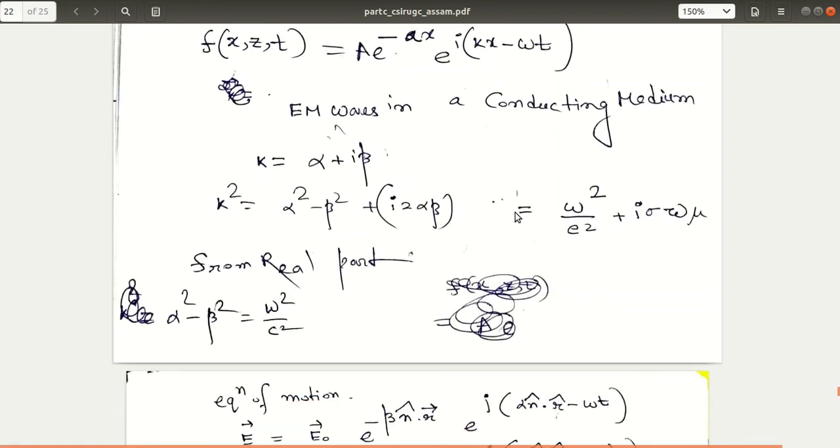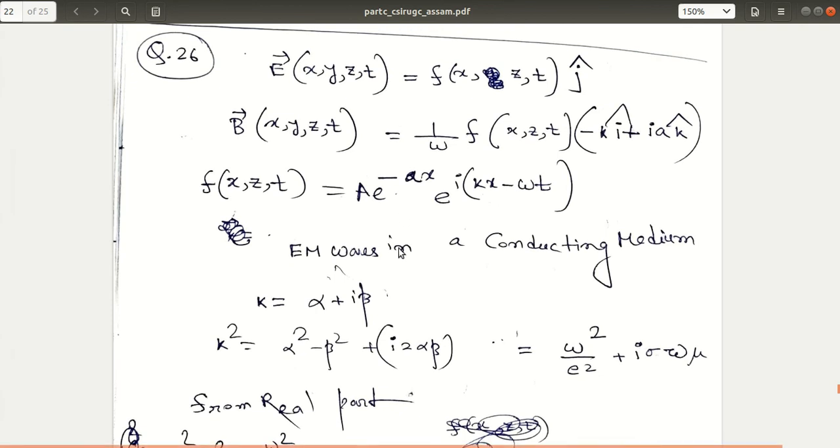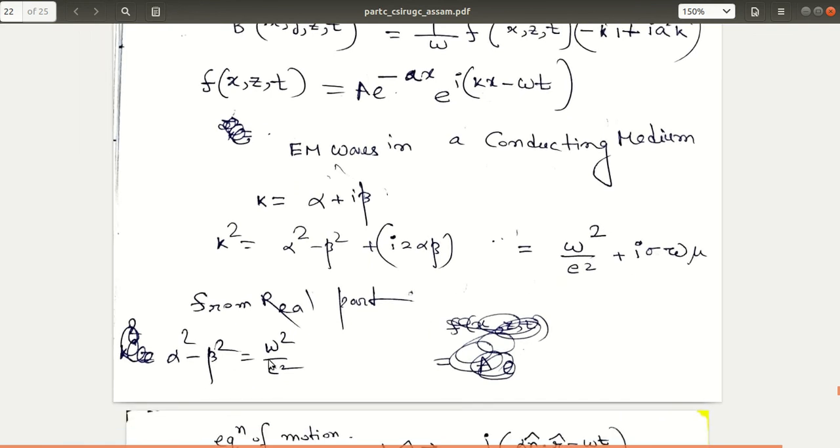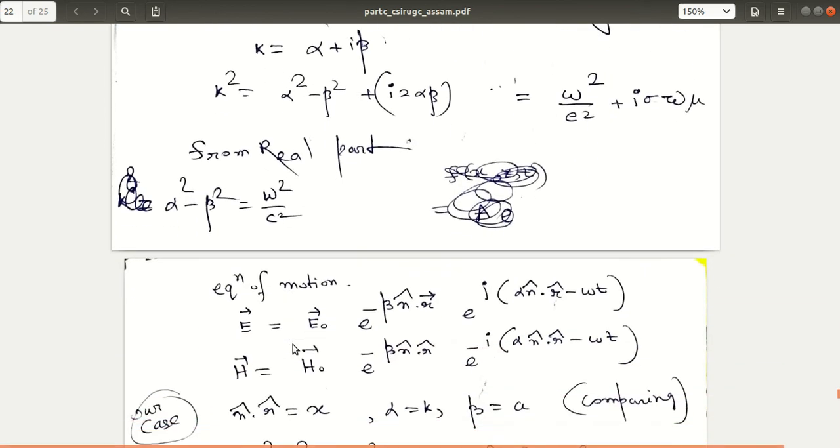So now this is basically, as you can see, EM waves in a conducting medium. If you open any book on electromagnetic theory, this equation will correspond to EM waves in a conducting medium. So your k will be alpha plus i beta, and k square will be alpha square minus beta square plus i into 2 alpha beta, which will be equal to omega square by c square plus i sigma omega mu. So from the real part, alpha square minus beta square is equal to omega square by c square.